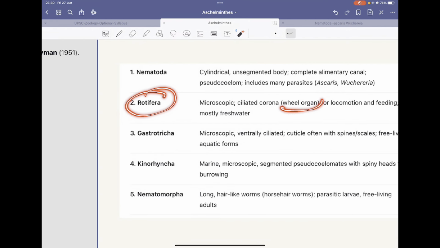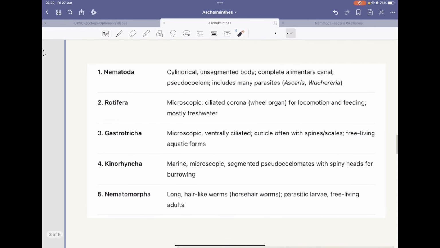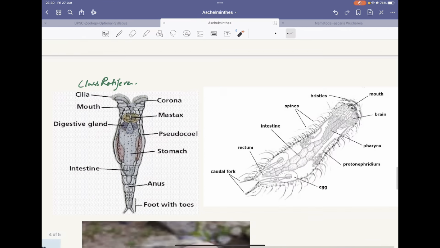So rotifers have a wheel organ. These are microscopic, and the ciliated corona is present for locomotion and feeding, mostly in fresh water. Then we have Gastrotricha. These are microscopic and ventrally ciliated. And the cuticle is often with spines and scales, and they are free living aquatic forms.